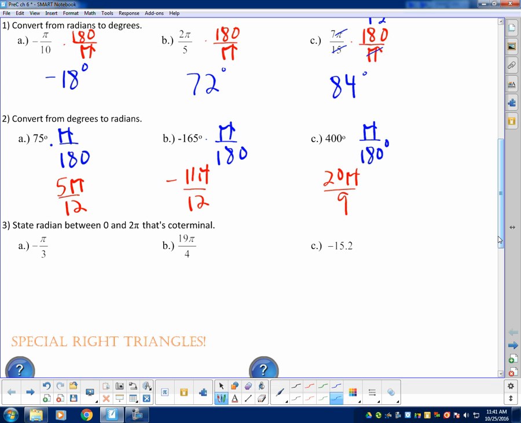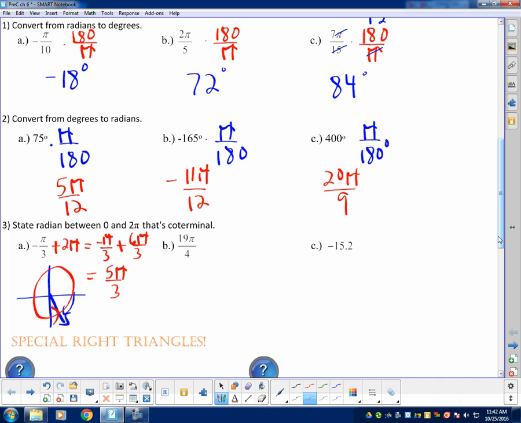So let's draw a picture of this. Negative pi over 3 would be approximately down here because it sweeps through a negative direction. And so if I wanted to get a radian between 0 and 2 pi that's coterminal, I'm going to have to go around 360 degrees or 2 pi radians. And so that's what my picture looks like. I'm adding 2 pi, which is the same as, if I multiply top and bottom by 3, 6 pi over 3. Getting a common denominator, so I end up with 5 pi over 3.